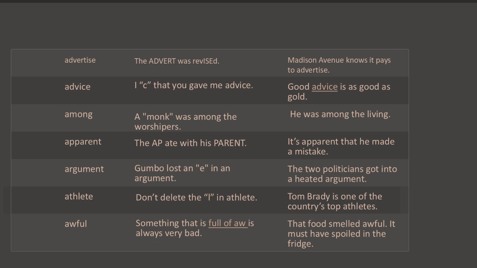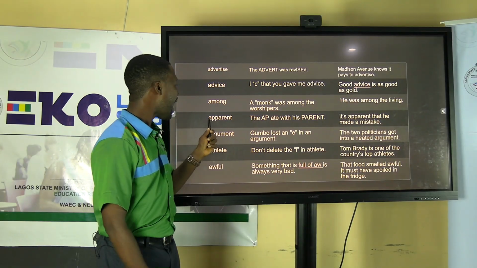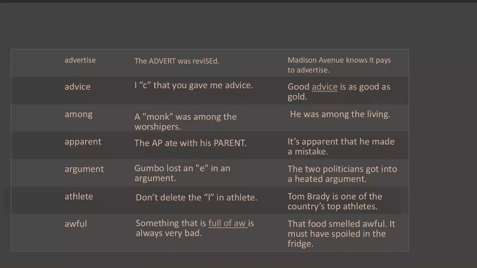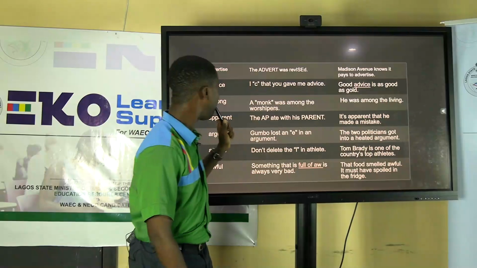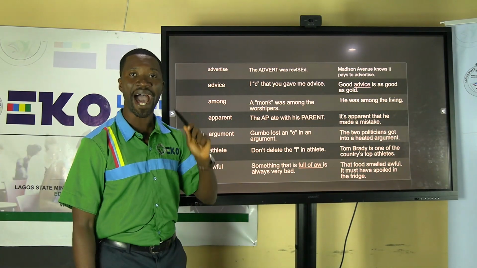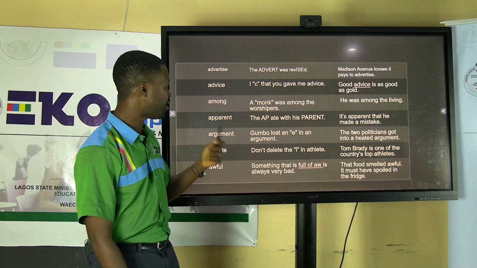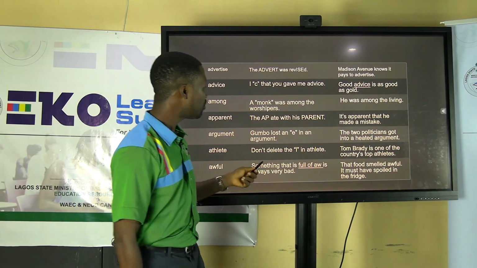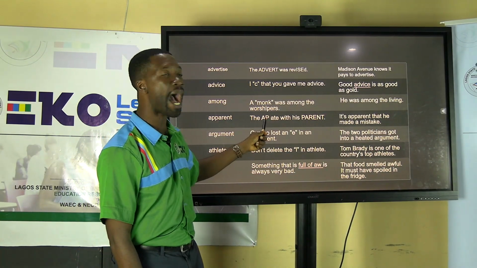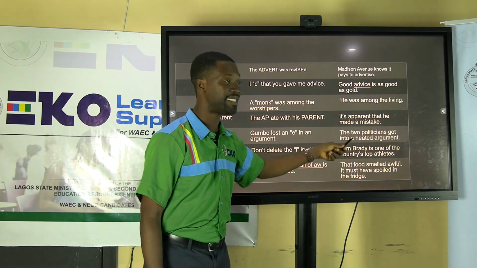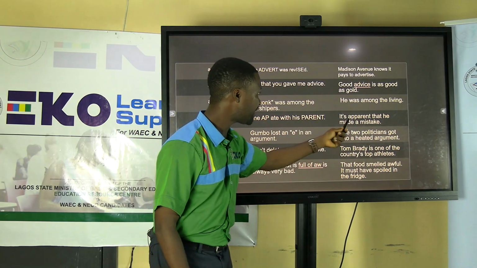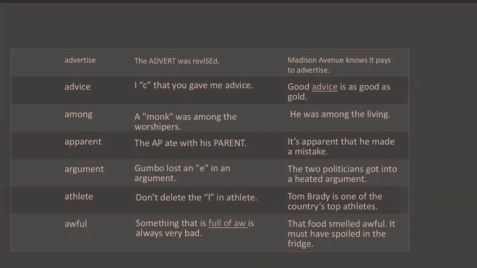Then we have the word among. It was among the living. Okay, let's look at the word apparent. To spell apparent, you need the two P's, P-P, and not two R's, like many of us do. To remember this, you can use this simple tip: the app ate with its parents. So you spell apparent. For example, it's apparent that he made a mistake.